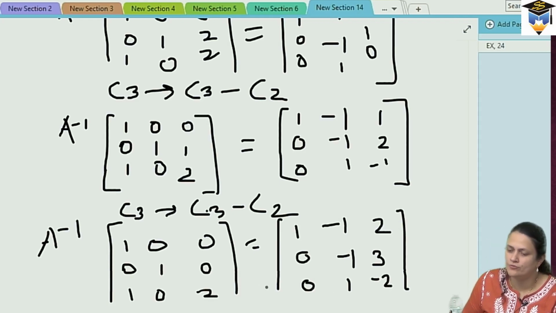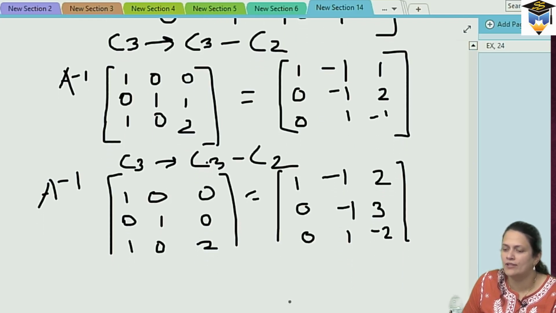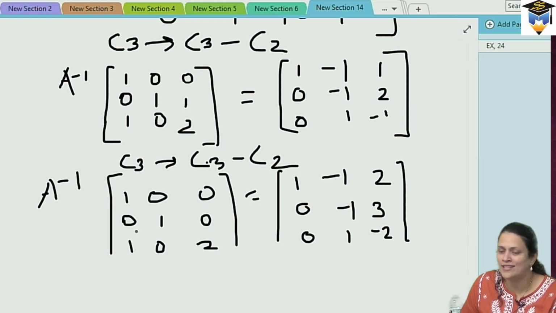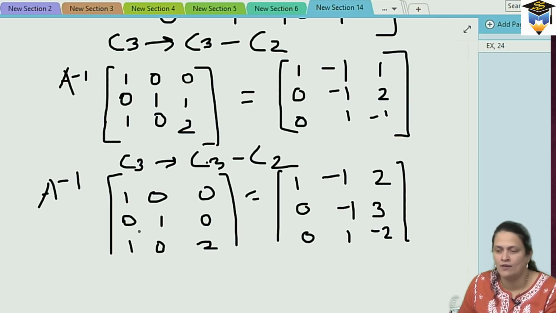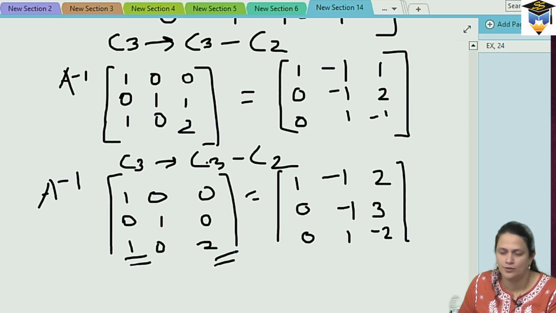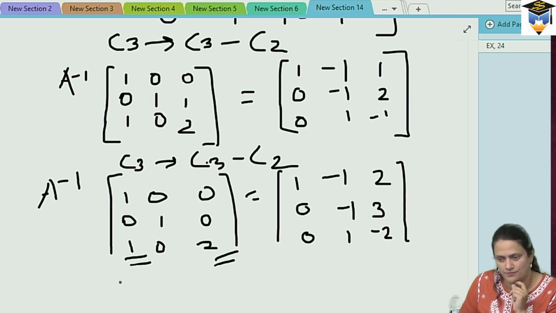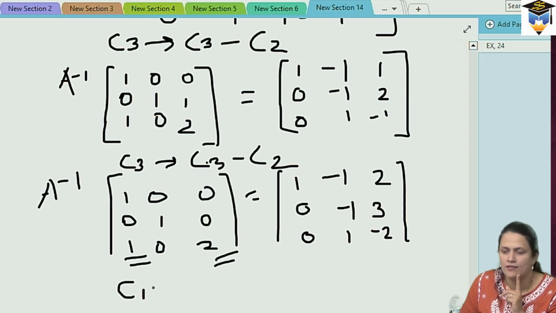Now what I am going to do? We need a 0 over here. In column 3, we require basically 0 0 1. So this I need as 0, this I need as 1. Okay. So now what can be done? Let us transform C1.